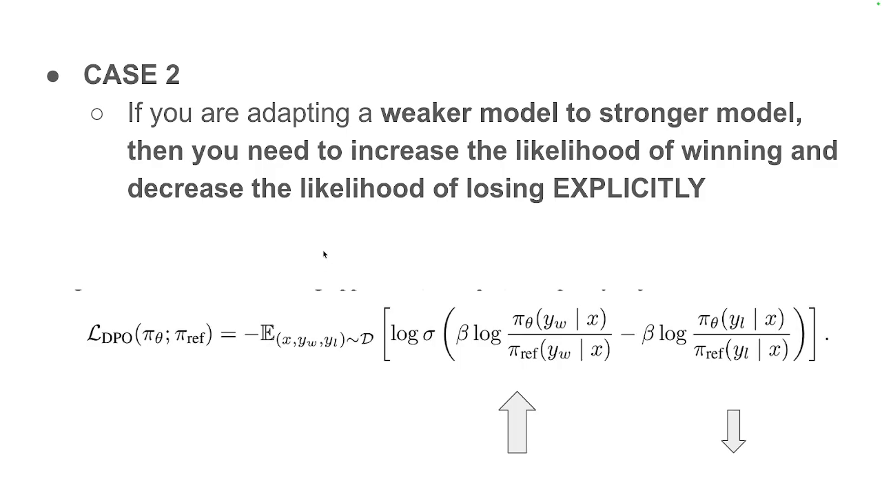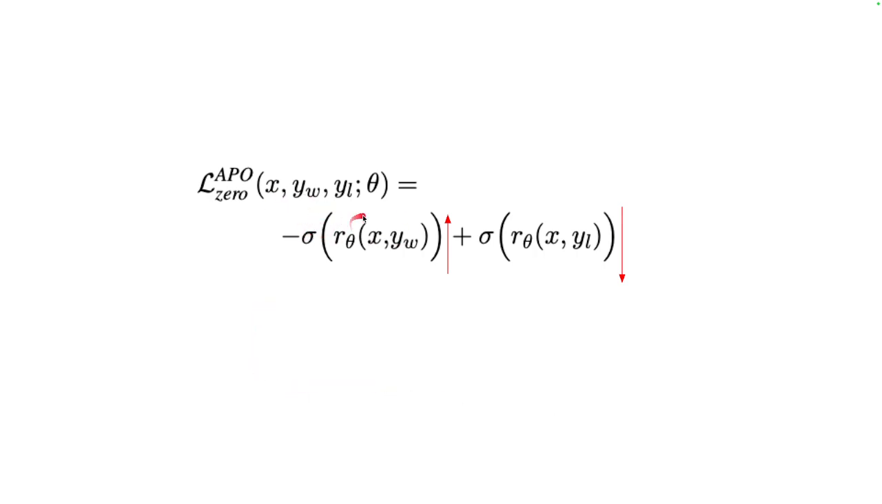Now let's look at the second case. If you are adapting a weaker model to a stronger model, then you need to increase the likelihood of winning and decrease the likelihood of losing explicitly. If you want to have this explicit control, APO also provides another variant, which is called APO-zero. Here, for the winning one, you want to minimize the loss, which means you want to maximize this because there is a negative term here. So you want to maximize the likelihood of the winning response. And you want to minimize this, which means minimizing the likelihood of the losing response. So APO-zero and APO-down have two different kinds of applications, and based on what model you have and how you want to align, you can pick one of those.